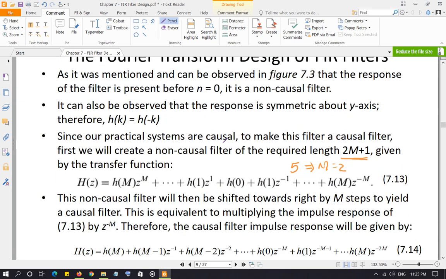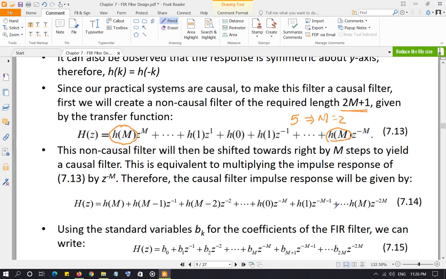So again, to shift it, you multiply the whole sequence by z to the power negative m. So if your non-causal filter is this, h of m z to the m plus h1 z, and so on and so forth, observe we are taking h of m over here and h of m here because these two values are the same. h1 and h1 will be the same. So this is h of negative m, this is h of positive m, but both values are the same. That's why they are showing h of m. So to shift this towards the right, we're going to multiply this whole thing by z to the power negative m.